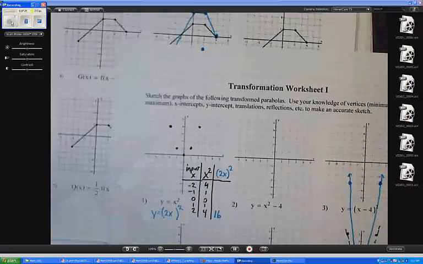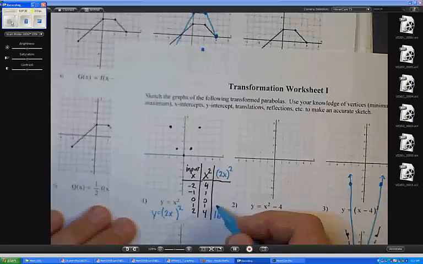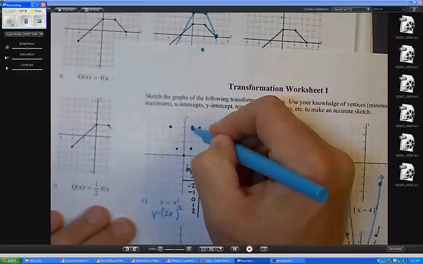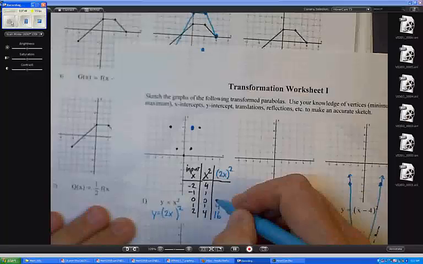What about if I input 1? What do I end up having for an output? 4. That's right here. That's weird. What if I input 0? Then the output is 0, and then these are also 4 and 16.